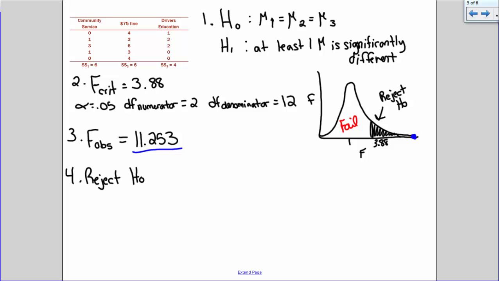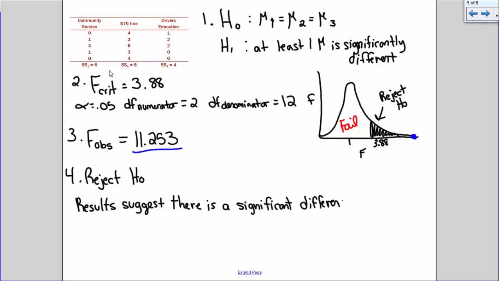We reject the null. And our conclusion would be, remember, we're reflecting the fact that we just know there's at least a significant difference somewhere. So we would say, results suggest that there is a significant difference in traffic citations depending on which program participants were assigned to.